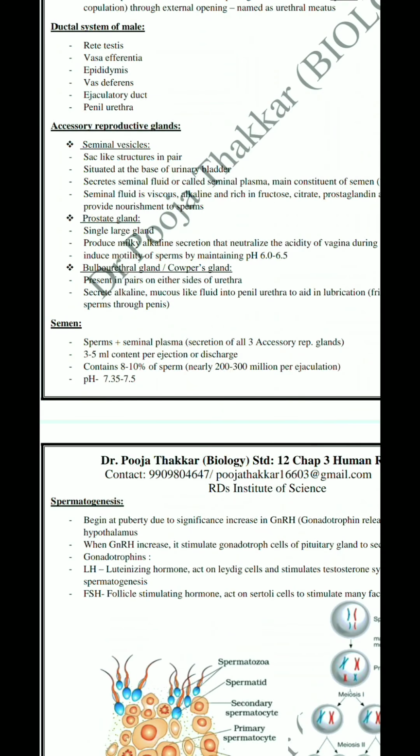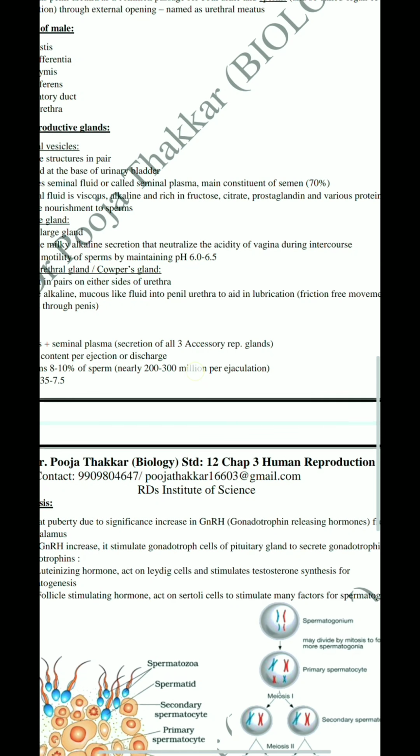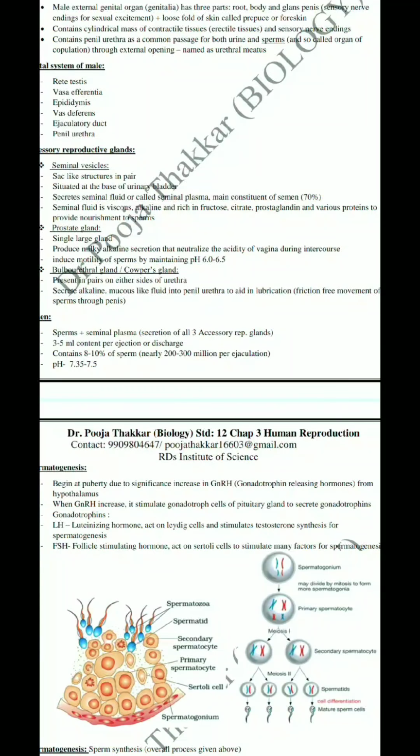The next one is a single gland, the prostate gland, which is a single large gland, and that will produce a milky alkaline secretion to neutralize the acidity present in the vagina during intercourse, to ease the entry of sperm into the vagina. The smooth and easy passage of sperms into the vaginal tract is aided by this gland by neutralizing the acidity, so that the motility of sperm can be maintained at a pH of nearly 6 to 6.5.